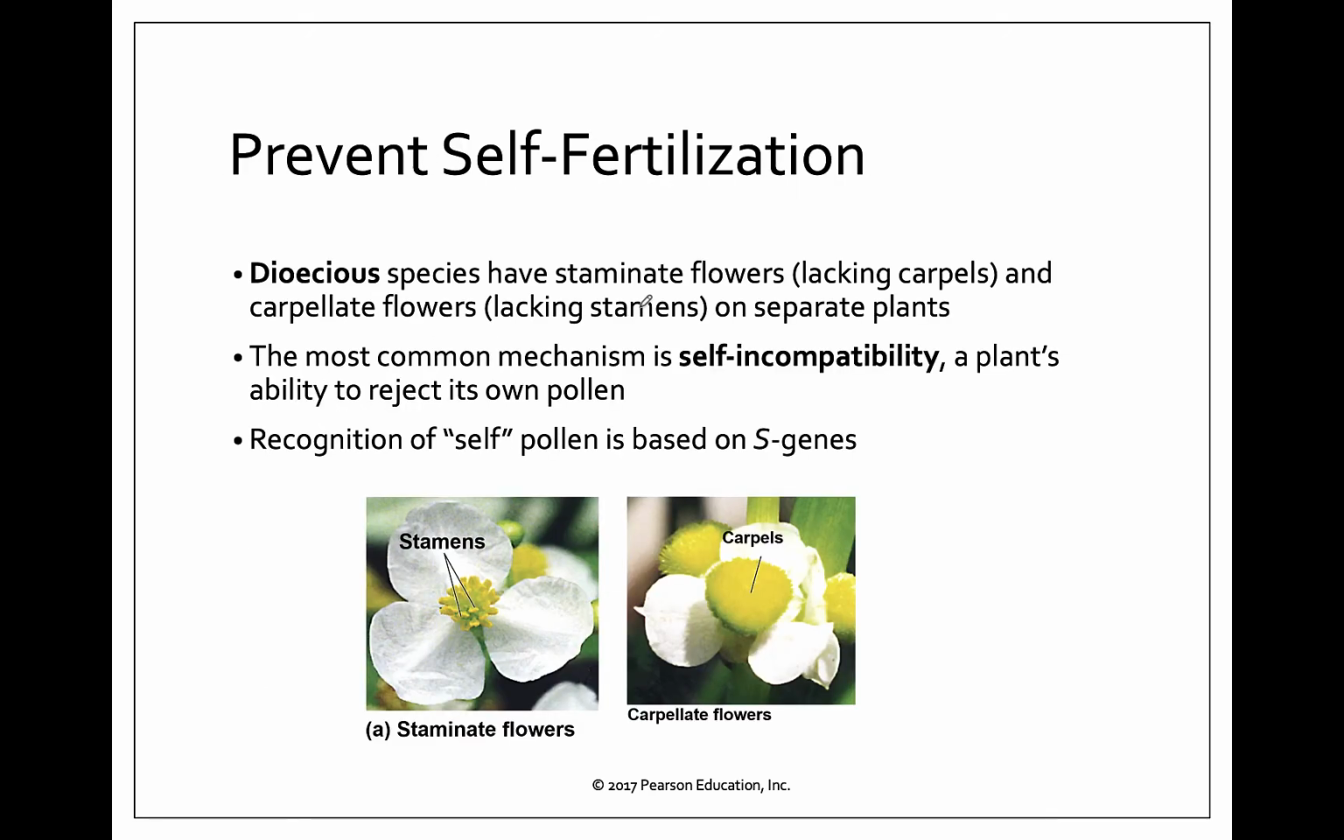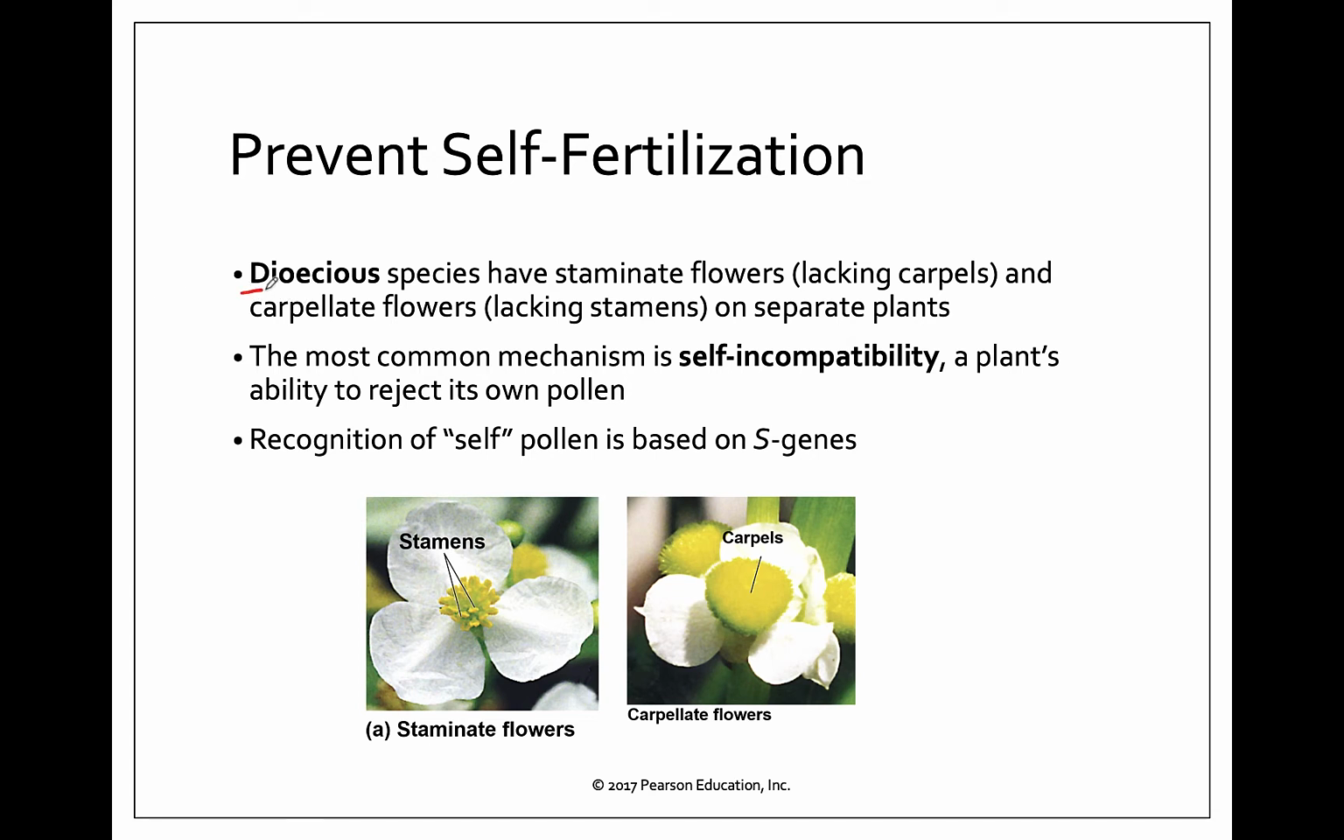Plants typically go to efforts to prevent self-fertilization. If they're going to reproduce sexually, they want to do so with a different individual and not with themselves. A plant with a complete flower, meaning it has stamens and carpels, could potentially mate with itself. They don't want to do that because it's going to minimize their genetic variability.